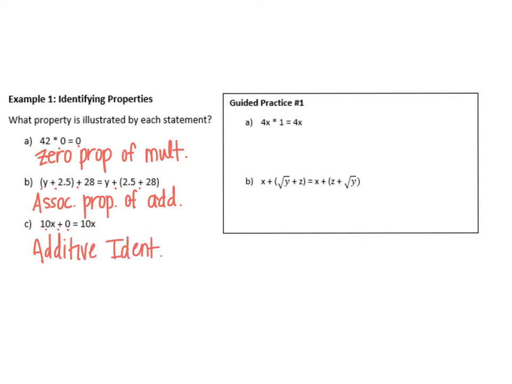Okay, try guided practice number 1 on your own. If you need to, go back and look at the last slide and look at the properties again, but I'm sure you can figure out which property is shown by each. Okay, for the first one, I'm multiplying by 1 and I'm not changing the value. So I'm not changing the identity. So that's going to be the multiplicative identity.